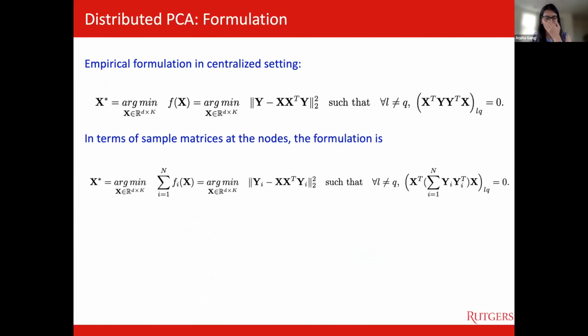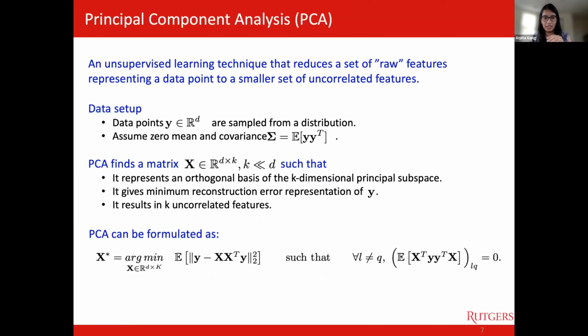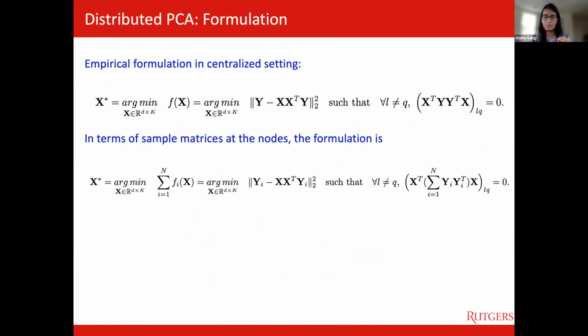Representing this formulation in the distributed setting is a bit different. Here, instead of y, we have y_i, because each node only has access to its own y_i. We don't share raw data, and the constraint is global. Since nodes only have y_i and x is a global variable, all nodes collectively need to satisfy this constraint.